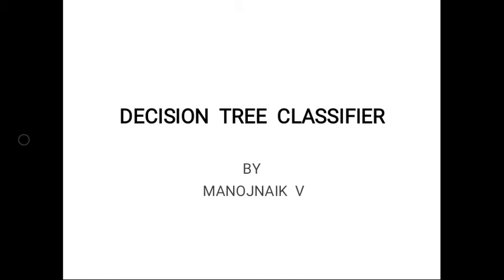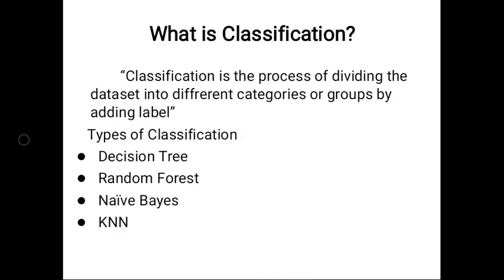I am presenting the concept of the decision tree classifier. First of all, let us know what we mean by classification. Classification is a process of dividing the dataset into different categories or groups by adding labels. Types of classification are decision tree, random forest, naive Bayes, and KNN classifier.